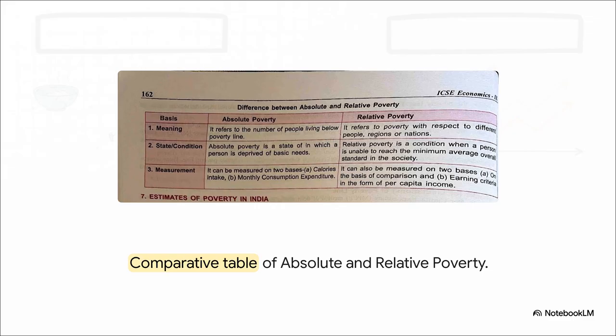Now, what's really interesting is how our source material naturally organizes this exact distinction into a super clear comparative table. I mean, economists love structure, right? You can see how perfectly they lay out the basis for comparison between absolute and relative poverty side by side. This kind of visual organization is honestly the best way to lock these concepts into your brain. When you can mentally separate being deprived of basic needs from being unable to reach the average standard, you are literally already thinking like an economist.